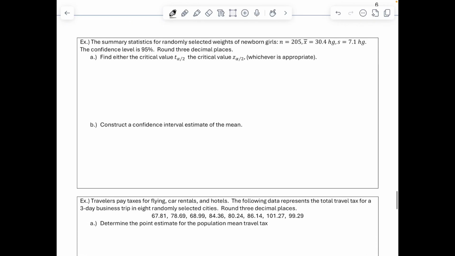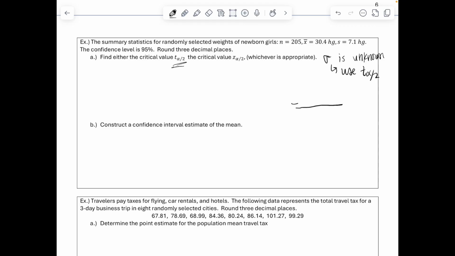At the top of the next page we have an example that says the summary stats for a randomly selected weight of a newborn girl are, and they give us n, x bar, and s. It says the confidence level is 95%, round to 3 decimal places. Part A says find either the critical value t sub alpha over 2 or the critical value z sub alpha over 2, whichever is appropriate. We do not know sigma. Sigma is our population standard deviation, so this is unknown. Since we don't know it, we are going to use t sub alpha over 2.